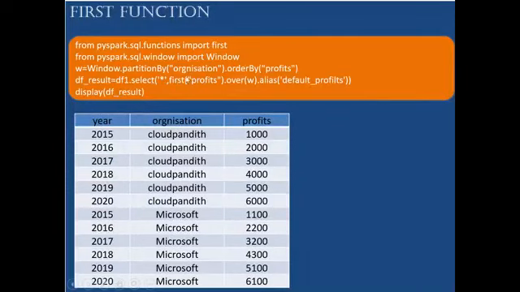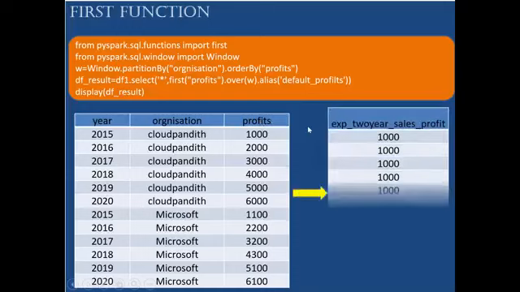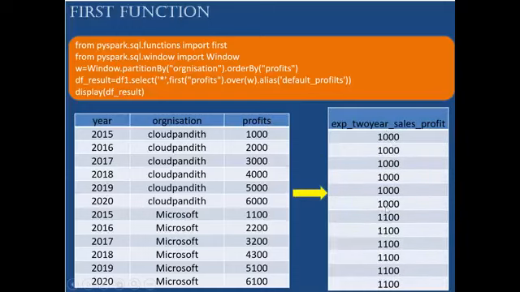DF under select star first of profits, this one. First means the first value will populate to all the records. Now you see first of profits over the window specification. What is the first value here? Here the first value is 1000. That 1000 will populate in the entire partition. Similarly here 1100 will populate across all the records because in this partition 1100 is the first value.